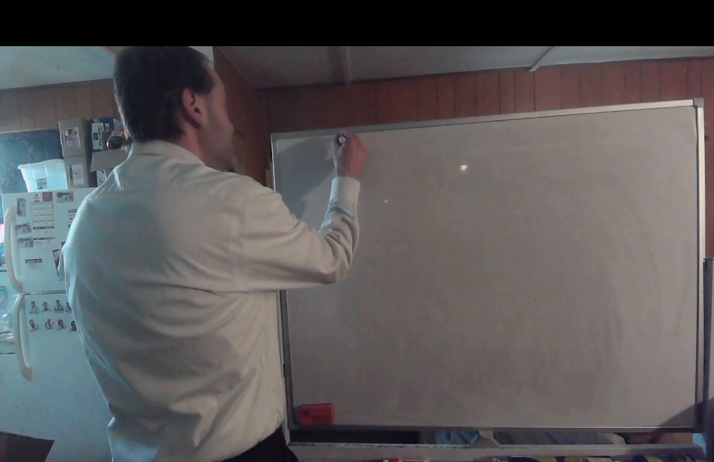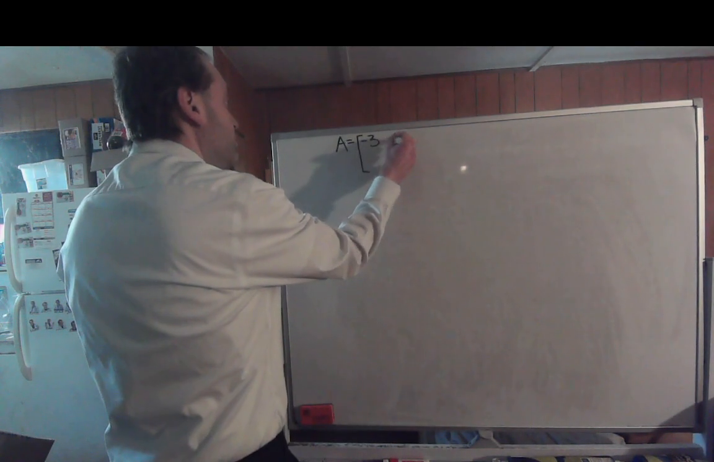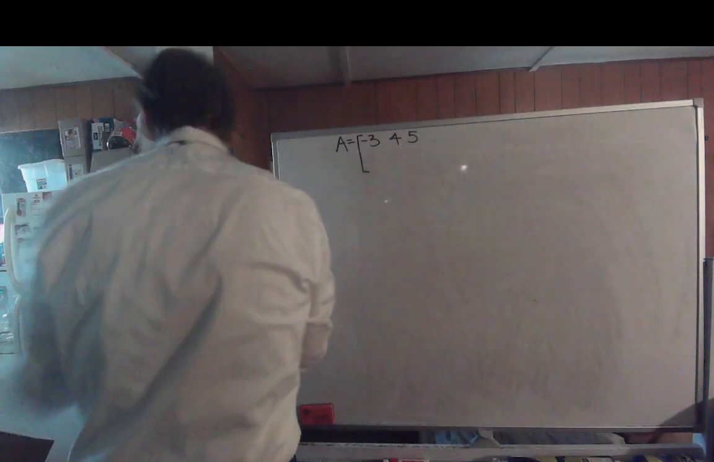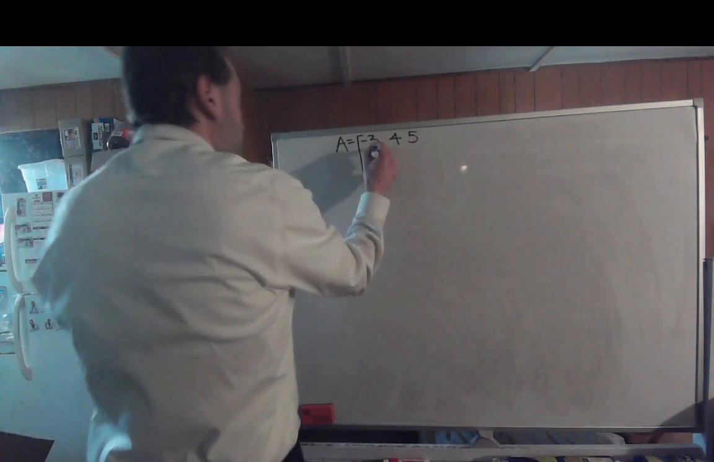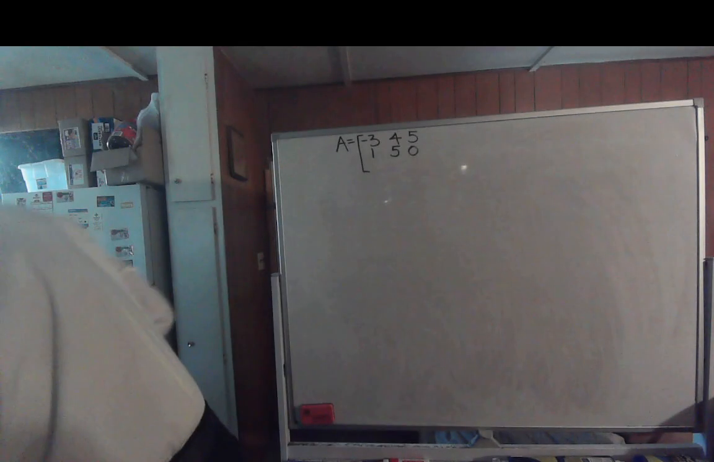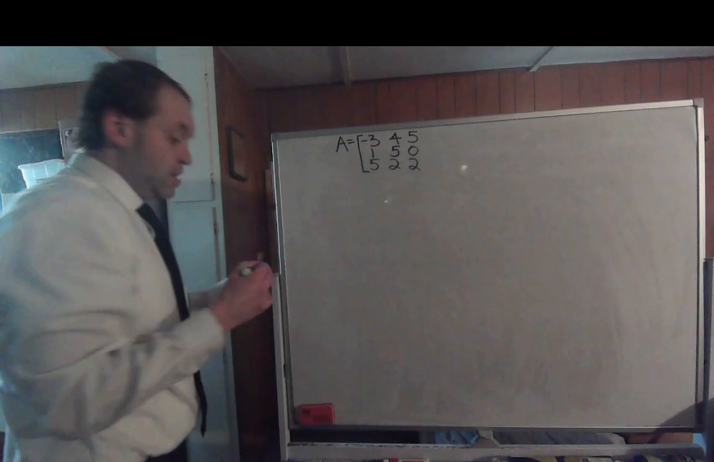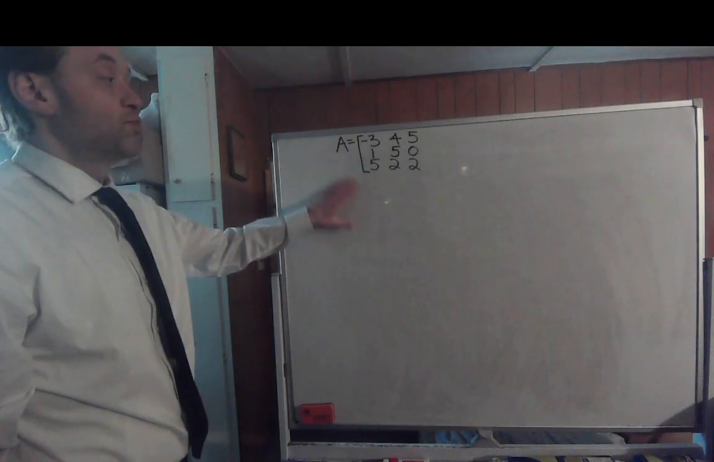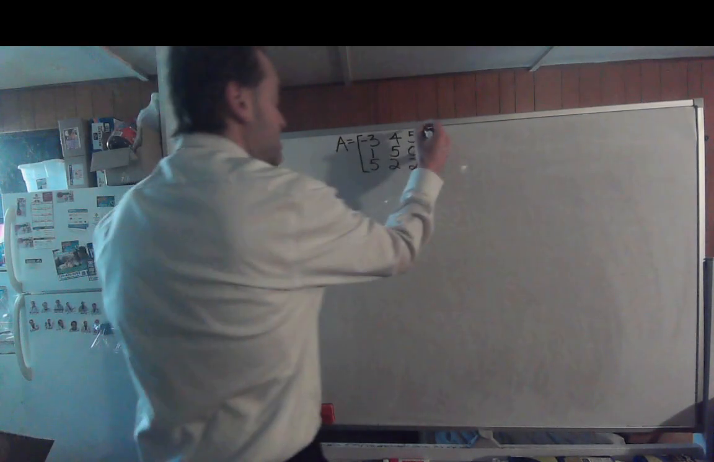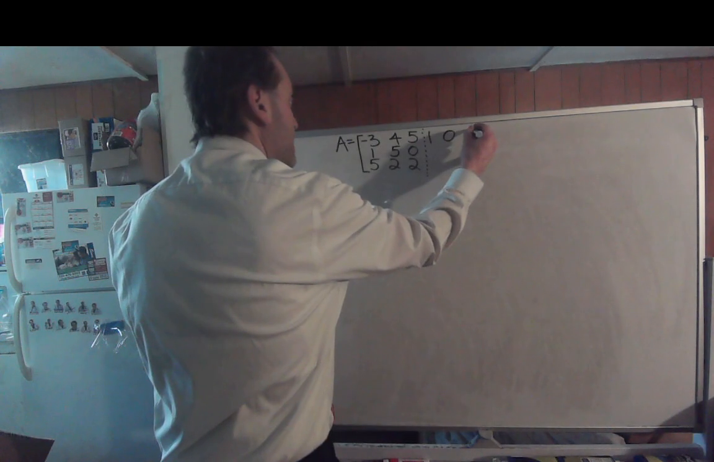So why don't we say matrix A has entries of -3, 4, 5, 1, 5, 0, 5, 2, 2. You have your original matrix. Right away, don't waste any time, go ahead and convert this into a double augmented matrix with the identity matrix on the right.